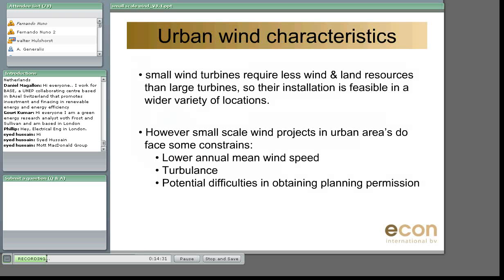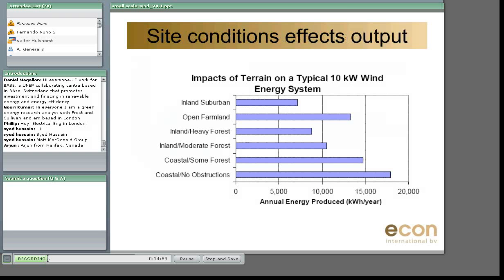Small wind turbines can be used especially in urban areas compared to the large turbines, but there are some constraints. In general, in urban areas we have a lower average wind speed compared to other areas. There's also more turbulence due to buildings or trees. And there is also a possibility that you could get some difficulties with obtaining planning permission for your wind energy.